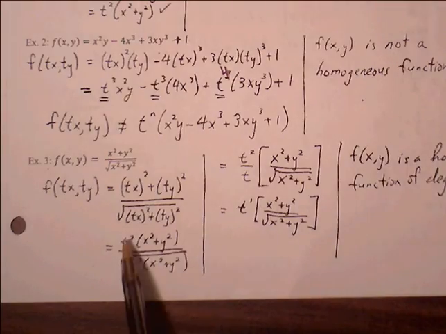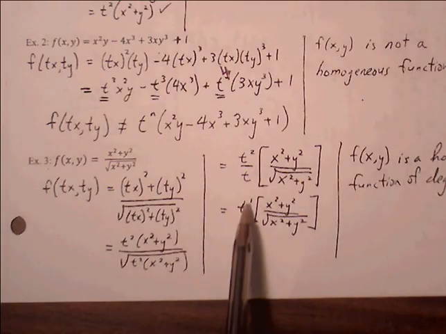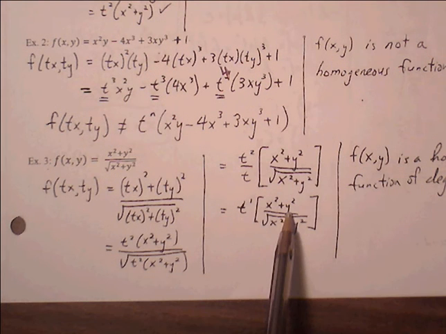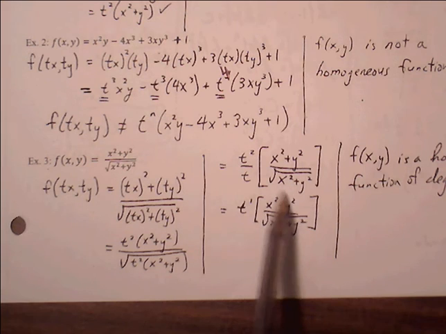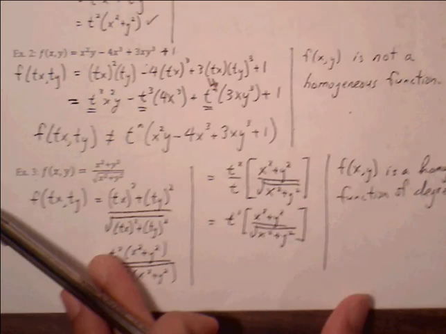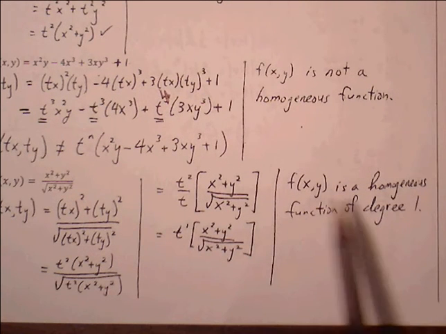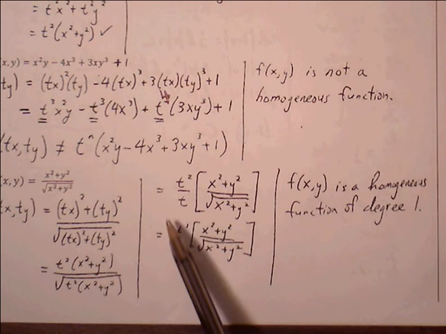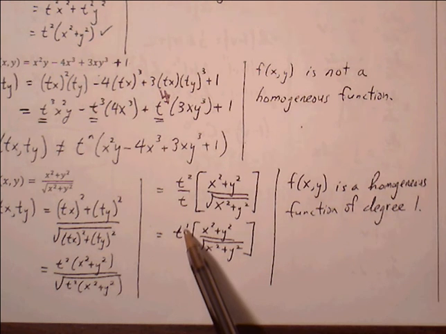So we get t squared over t, which is just t to the first power, times the square root of x squared plus y squared. So we're able to factor out t cleanly, and we only factor out t to the first power, so therefore f of xy is a homogeneous function of degree 1. The degree is based off of the exponent for the t.